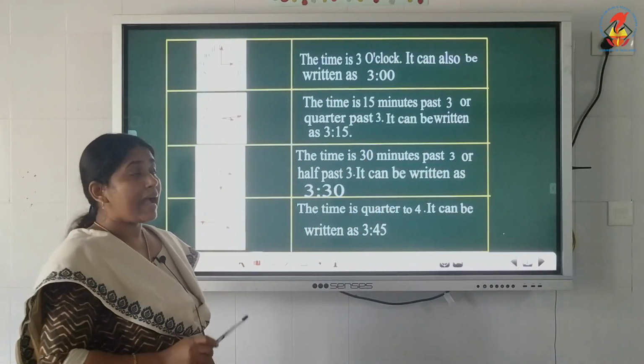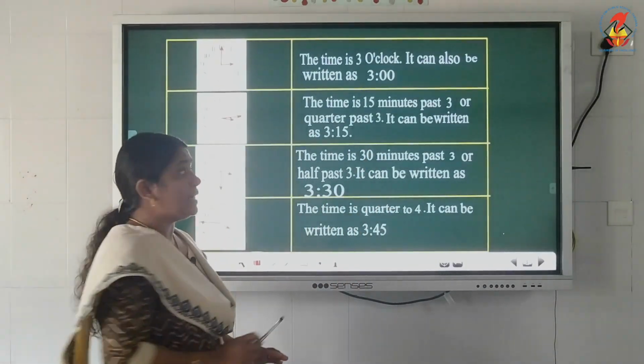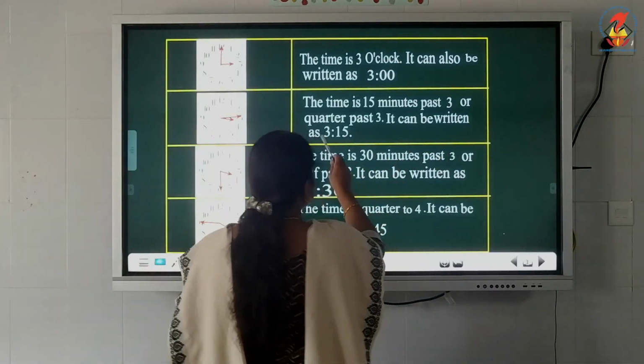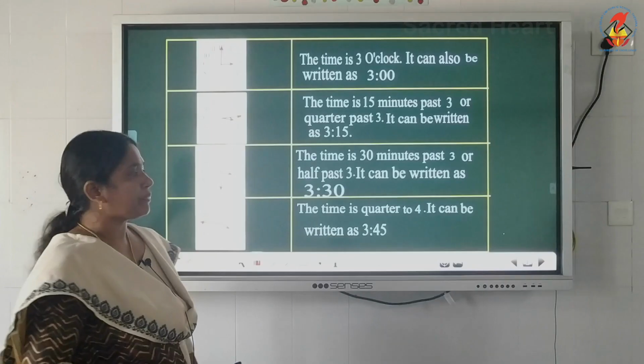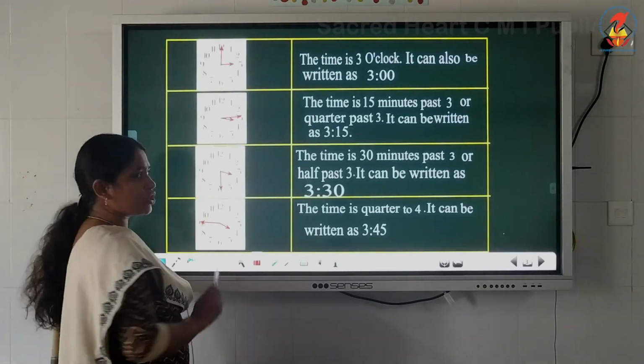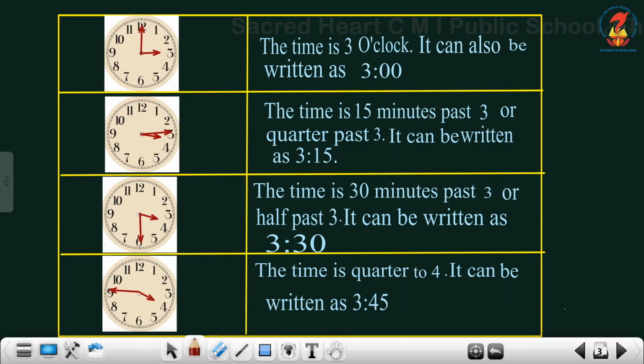Is it clear? And how will we write the time? It can be written as 3:15. I told you the minute hand is on 3, the time is 15 minutes. Okay, so we can write it as 3:15. Is it clear? Now look at the next clock, children. Here you can see the hour hand is between 3 and 4. Is it? Not exactly on 3. Our hand is also moving slowly.